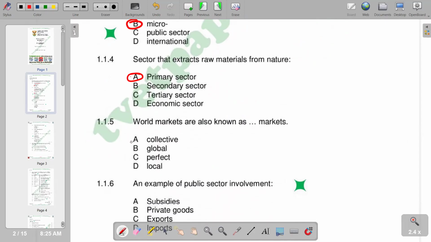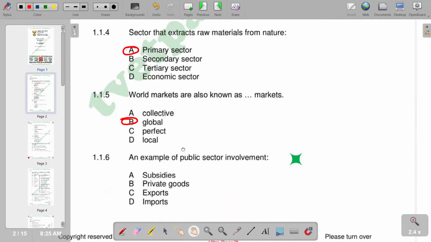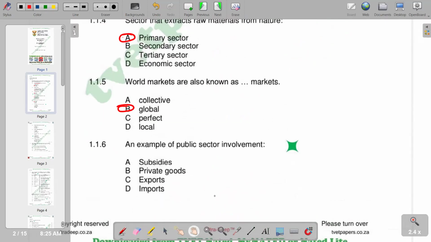Then number five, world markets are known as global markets. Global markets is the correct answer, which is B. Number six, an example of public sector involvement. We have the term public sector, so we need to understand the public sector. Remember, the public sector is the part of the economy that is controlled by the state. Which one is the correct one there? The responses given are subsidies, private goods, exports, imports.